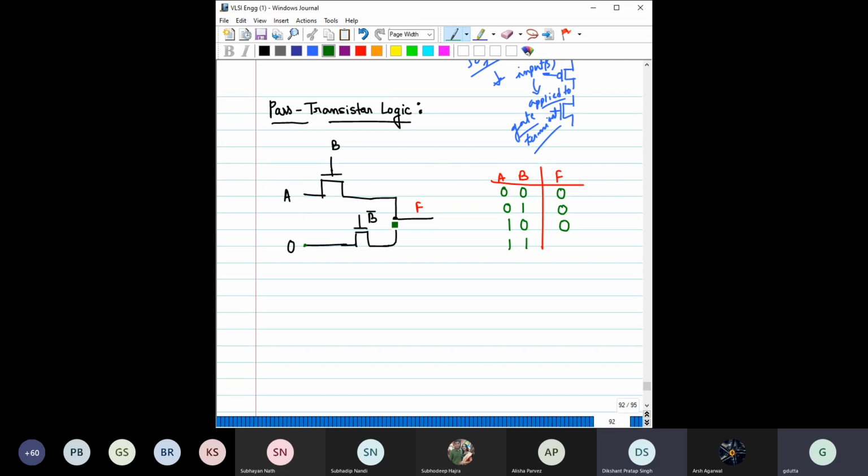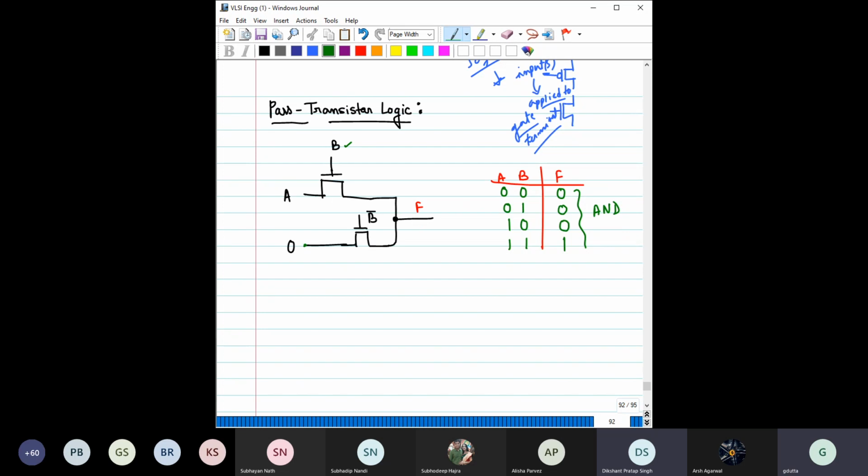Now we apply 1, 1. We apply 1 here, which makes this transistor on and this transistor off. Now this is connected with A, and the A value is 1, so the output is 1. So obviously you can see from this truth table that we are getting an AND operation between A and B.